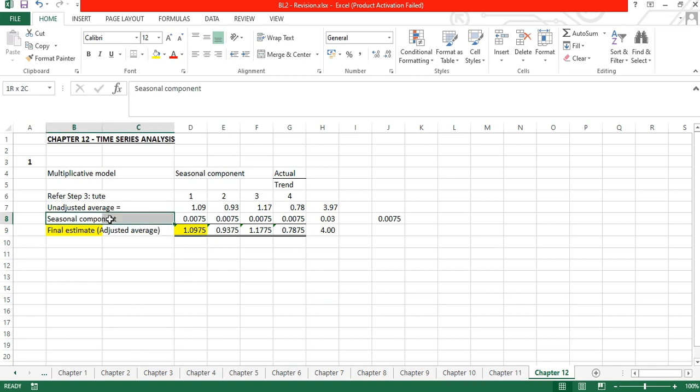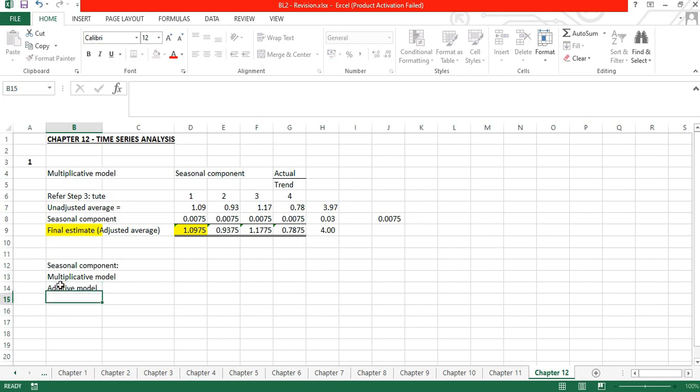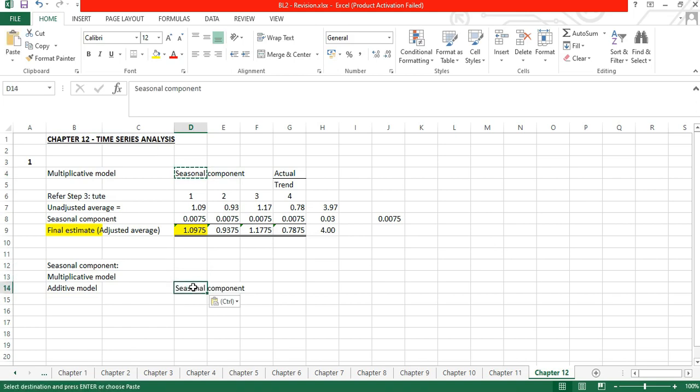So, the seasonal component can be calculated using the multiplicative model, where we divide the actuals by the trend, and the additive model, where we get the difference between the actual and the trend to find the seasonal component. So the seasonal component in the additive model will be actual minus the trend.